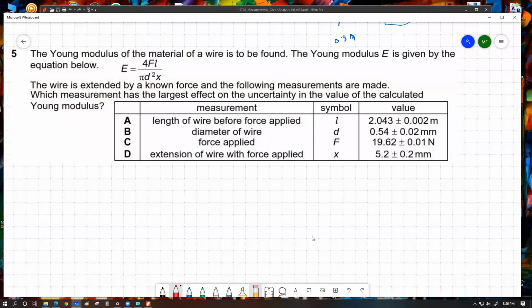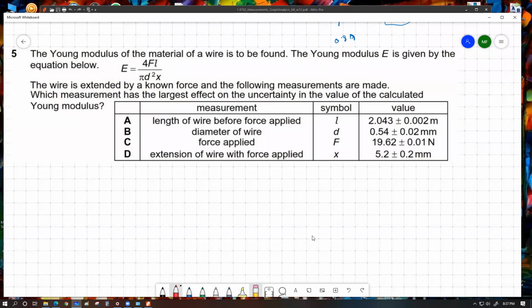The Young modulus E is given by the equation below. E equals 4FL divided by pi d squared times x. The wire is extended by a known force and the following measurements are made. Which measurement has the largest effect on the uncertainty in the value of the calculated Young modulus? Try to understand this question. So let me try to help you understand what this question is about.